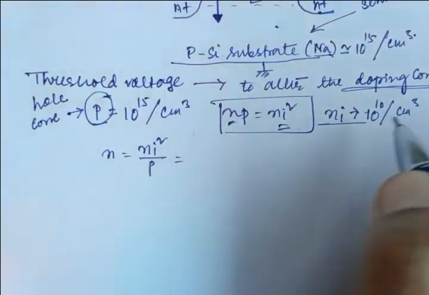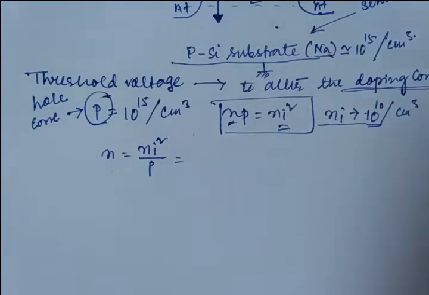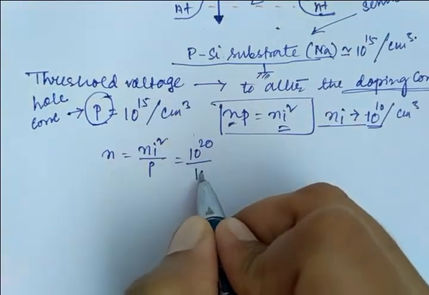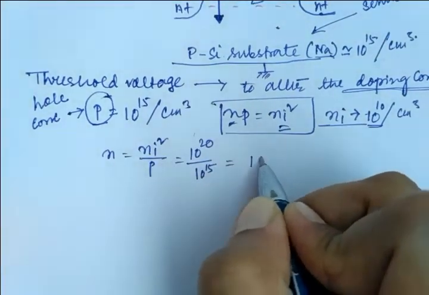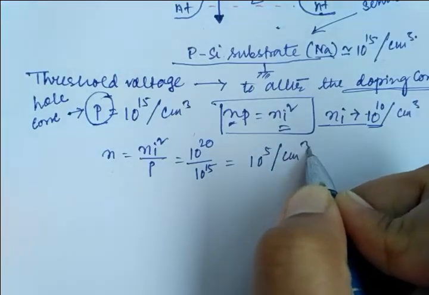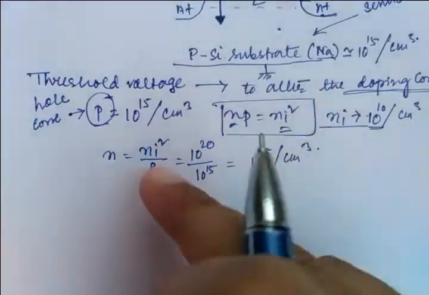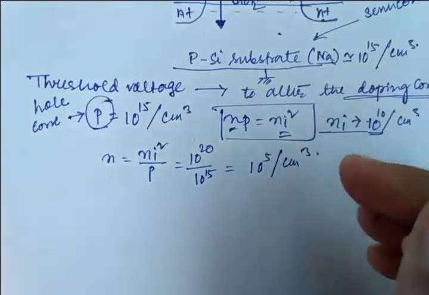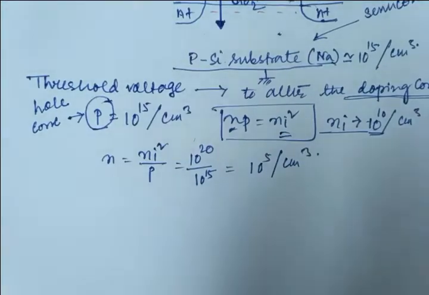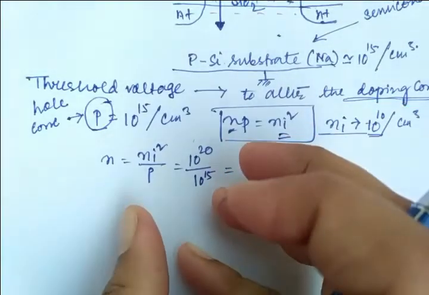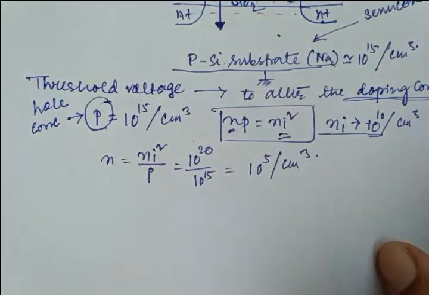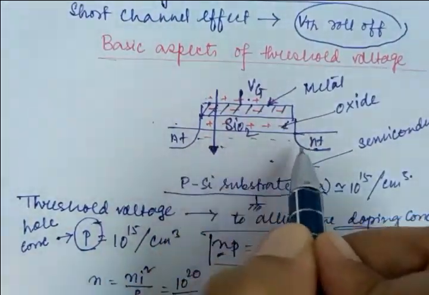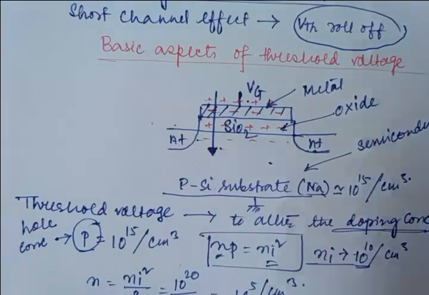And what is your Ni square? Because Ni at room temperature is 10 to the power 10, it will become 10 to the power 20, divided by 10 to the power 15, so it's nothing but 10 to the power 5 per centimeter cube. So it's a minority, a very small concentration of electrons. We need to create an electron channel and accumulate the electron concentration, not the hole concentration, in between source and drain, because this should be an N-type channel, not P-type.